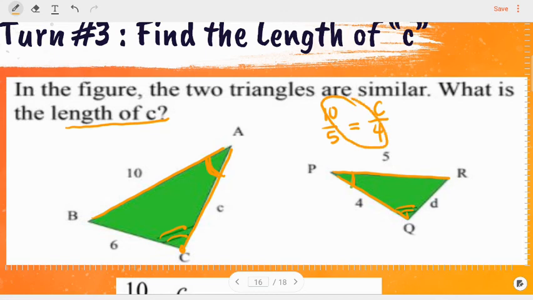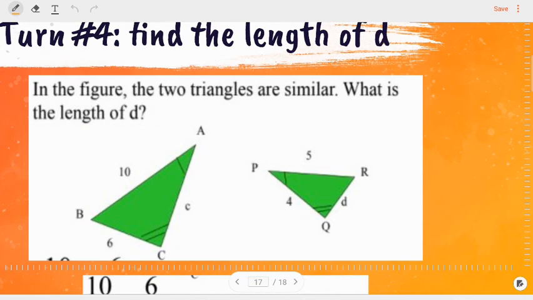Remember, I cross multiply. 10 times 4 is 40. 5 times C is 5C, and I'm going to divide. 40 divided by 5 is 8. So my length of C is equal to 8. Well, what if I wanted D?